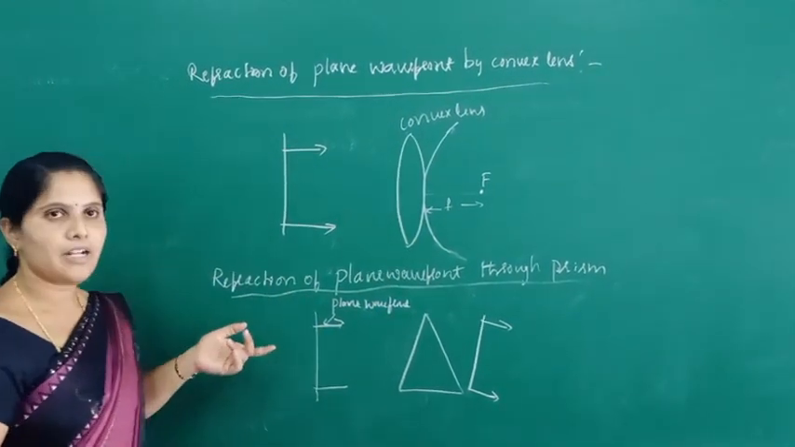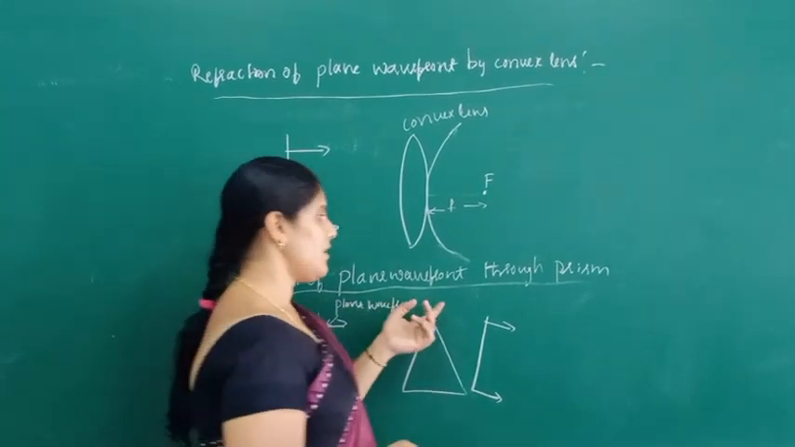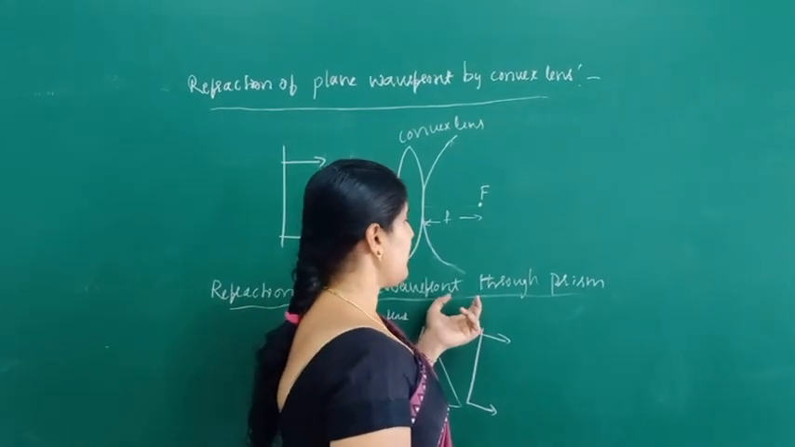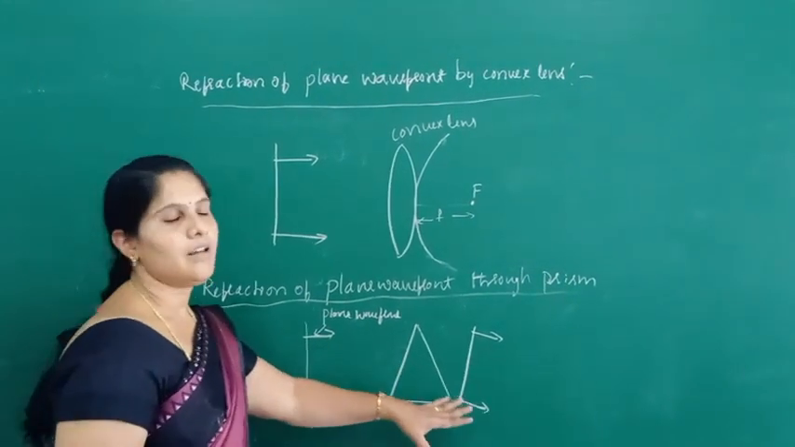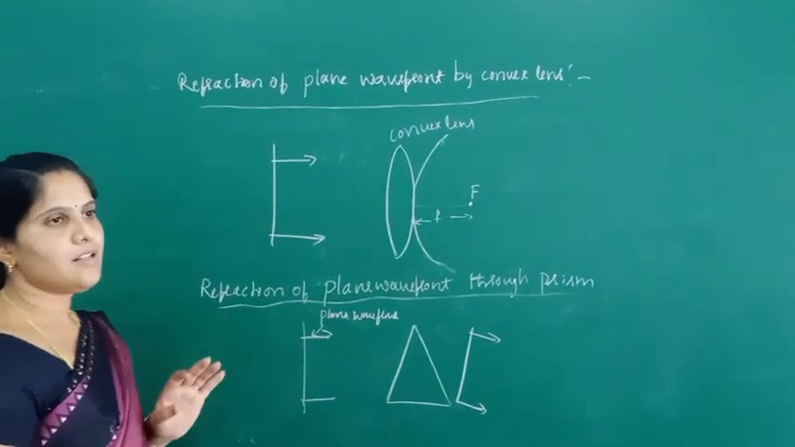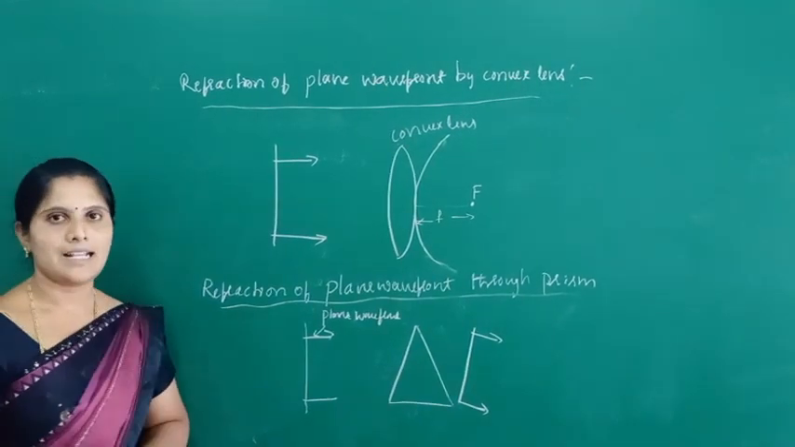What type of wavefront is obtained when a plane wavefront is incident on the prism? You will get again a plane wavefront. This is important from the point of view of examination.